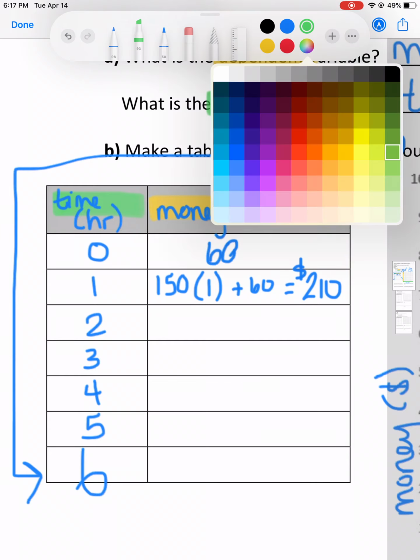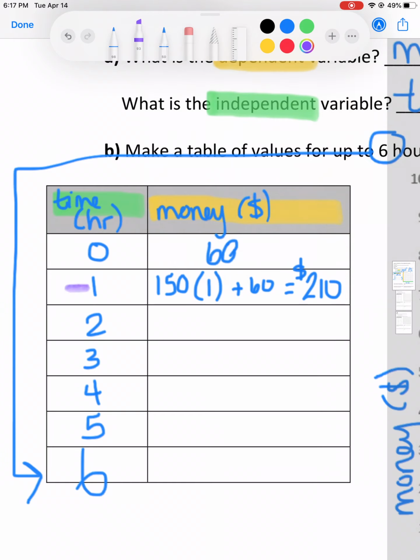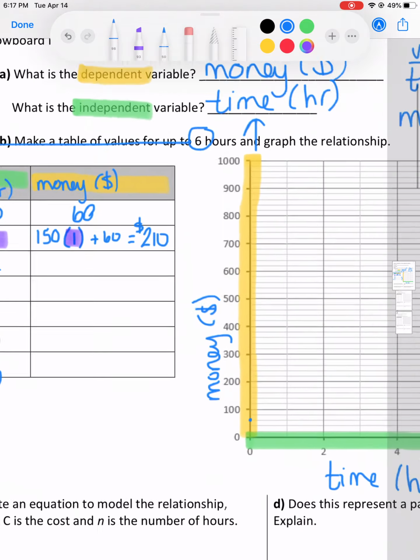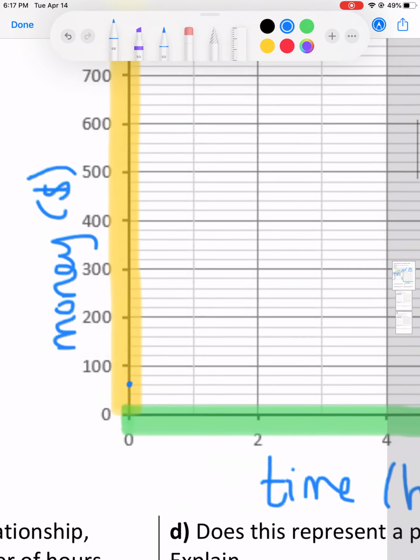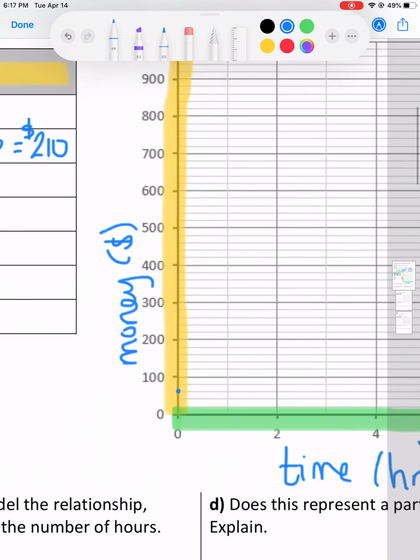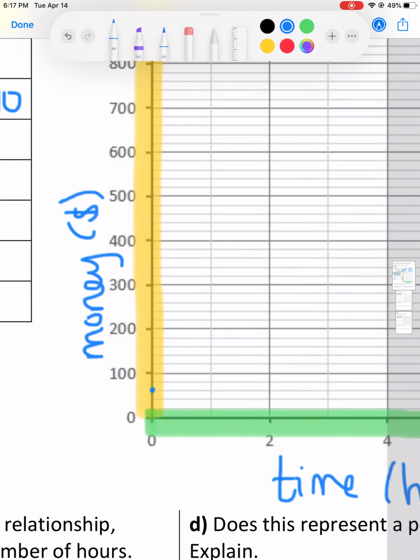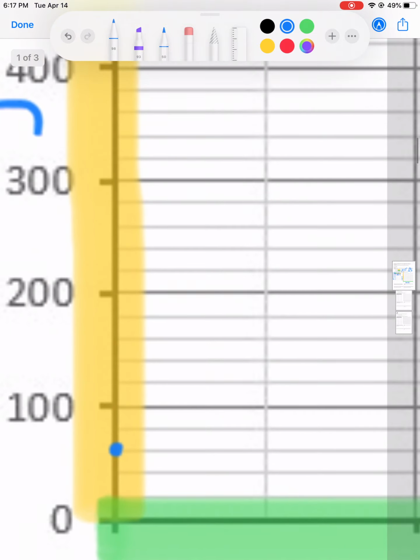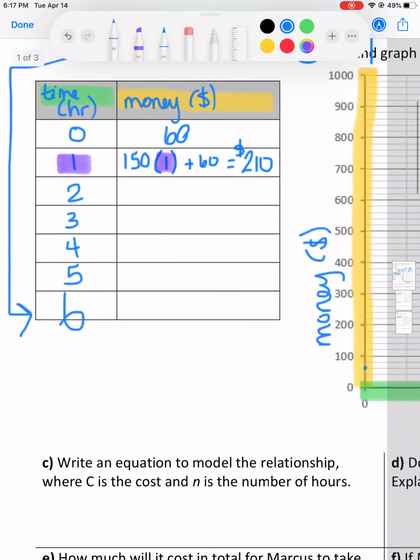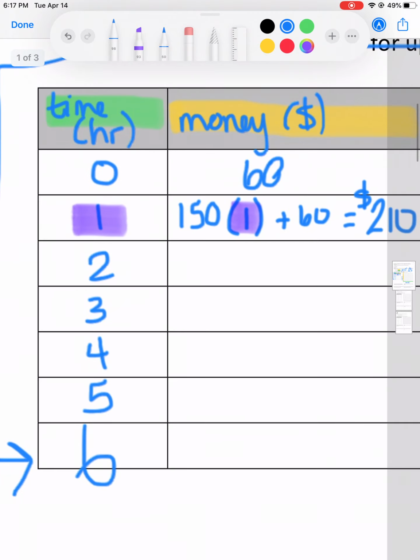Color I haven't used yet. Purple, that's a good choice. Okay? So, 1 hour of snowboarding lessons and rental will cost $210. All I'm saying is that these better be the best snowboard instructors in the world. 2, 4, 6, 8, 10, 1 hour. So it's going to be about here. Okay? Cool.